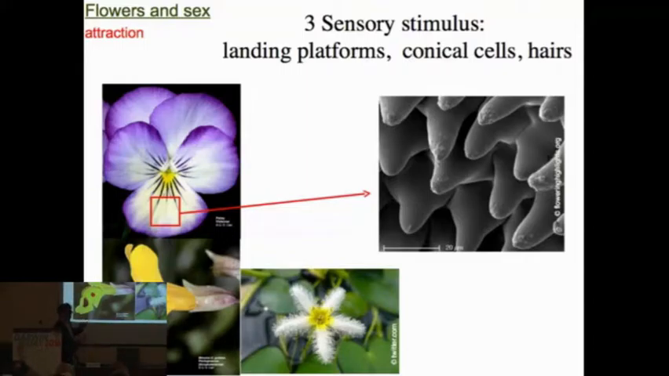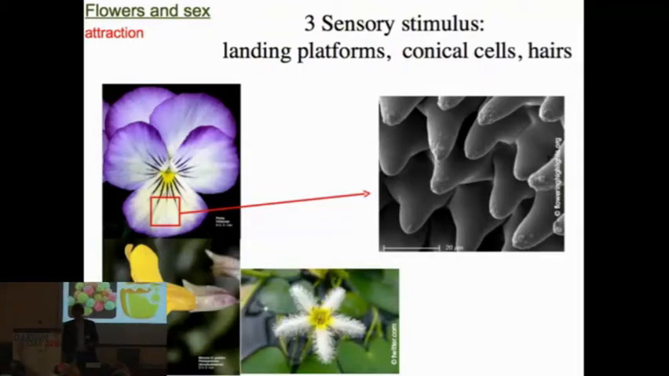And about 70% of the flowering plants have specific cells on their petals. So if you look at a petal here, we have what we call conical cells. And these conical cells are very important for bees to have a grip to hold on to the flower. There are also other functions of the hairs that we don't understand because we are not bees, of course.